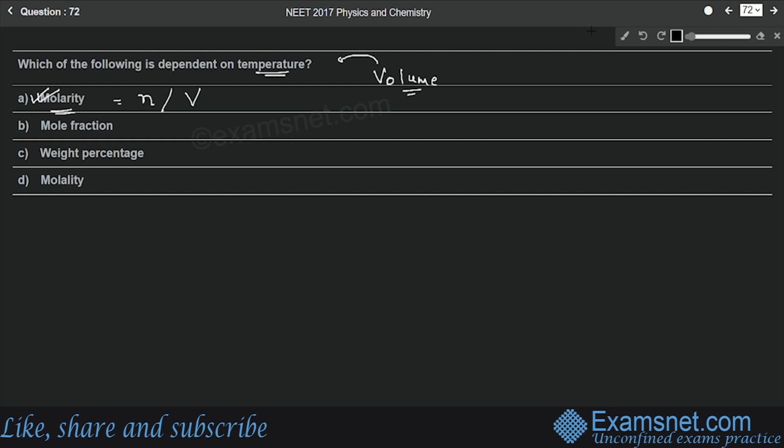Others are not dependent on volume. Mole fraction is the fraction of moles, right? Also weight percentage and molality also do not involve volume. Therefore, the only correct option will be option number A.